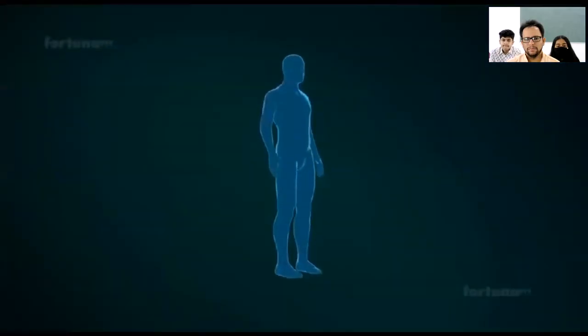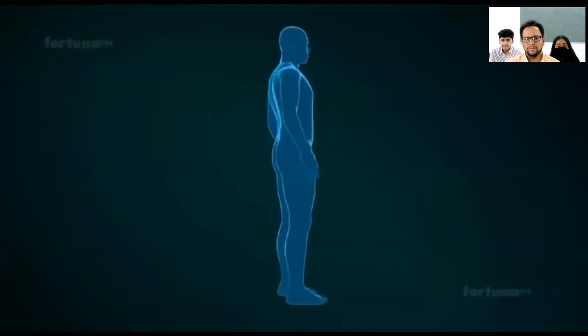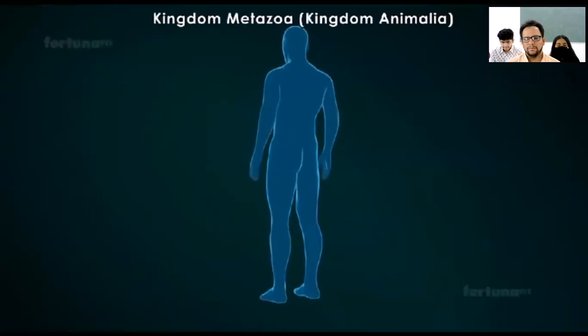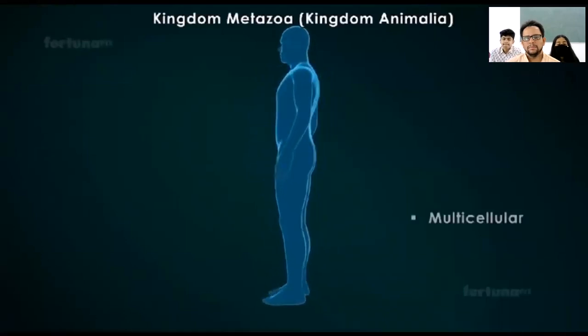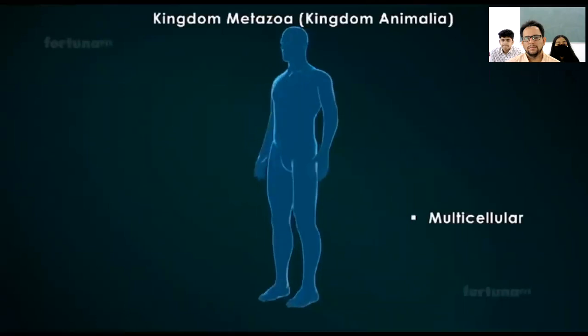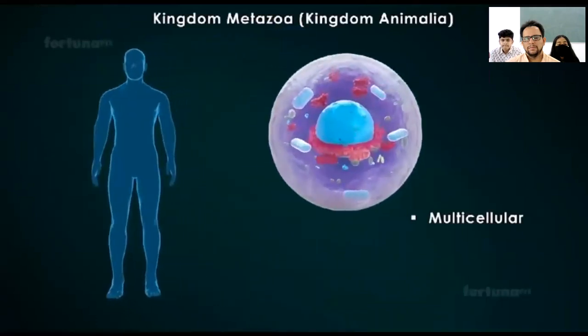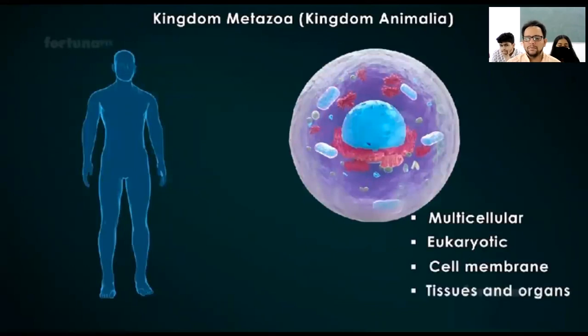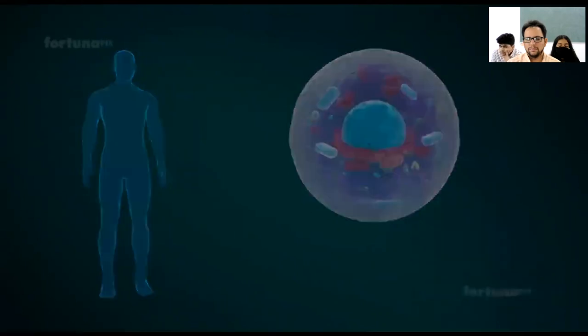Finally, we reach the kingdom with the most complex organisms, Kingdom Metazoa or Kingdom Animalia. It includes animals which are multicellular organisms. The cells of these organisms will be eukaryotic, and although they do not have a cell wall, they do have a cell membrane. All members of this kingdom have tissues and organs. Animals are heterotrophic, meaning they depend on other living things for food.